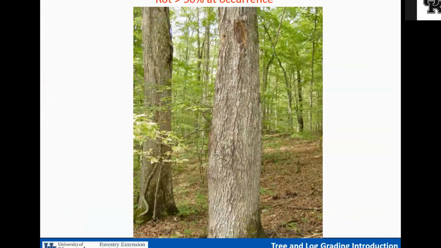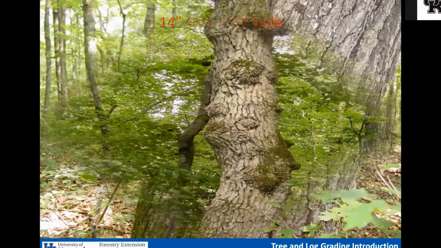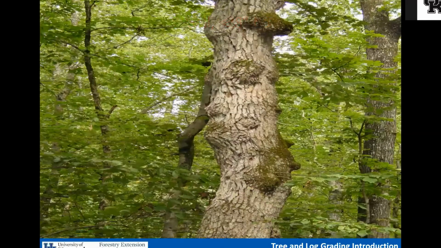We'll have a lot of pictures to demonstrate some of these different defects and how they affect grading. We want to try to keep it pretty general. I want to give you all some visuals to see different defects. Here we've got a big gall. It's 14 inches on the side of this 28-inch tree. Here you can see there's several galls going up the side of this tree.